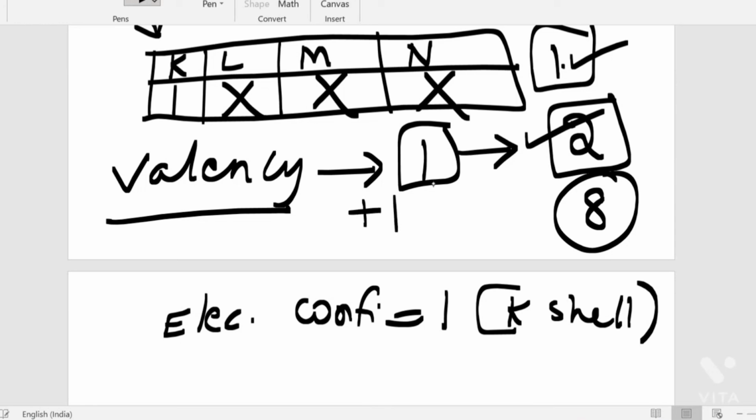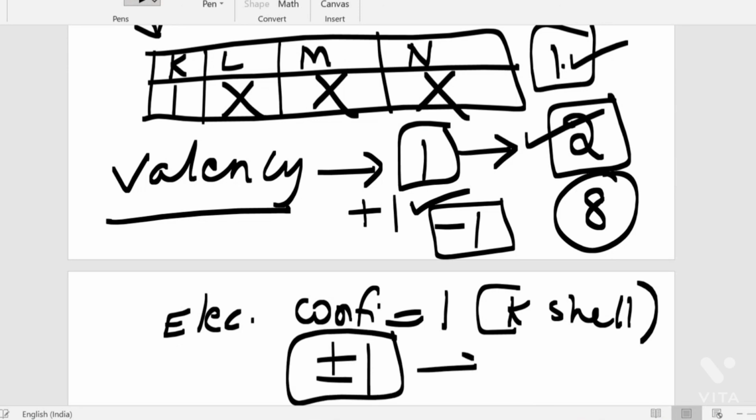So hydrogen has a special character. It will donate 1 electron, and that time it is getting +1. Sometimes it is accepting 1 electron, and that time it will be getting minus valency. So we have to write the valency like this, plus or minus 1. Plus means it is a metal. Whenever it is doing the minus, it is considered as a non-metal. So hydrogen is a metal or non-metal depending on whether it is donating or accepting an electron.